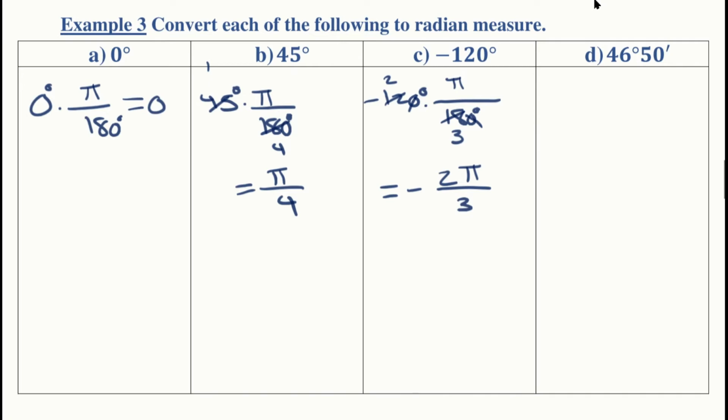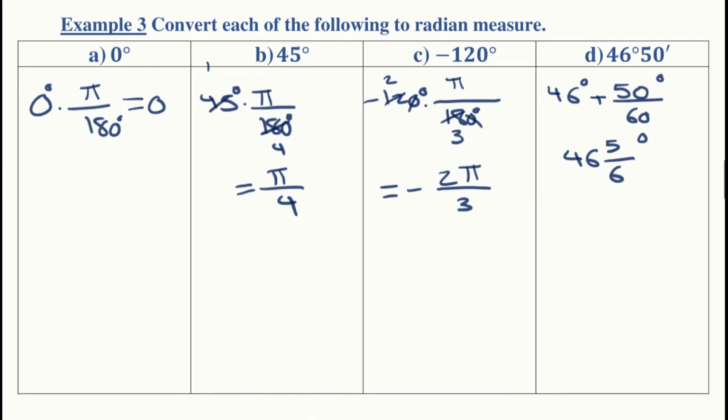All right, 46 degrees 50 minutes, we want to convert that to radians. So what we're going to do is first convert it into pure degree mode. So we get 46 degrees plus 50 over 60 degrees. So we get basically 46 and 5/6 of a degree. 50 over 60 is the same as 5/6, right?